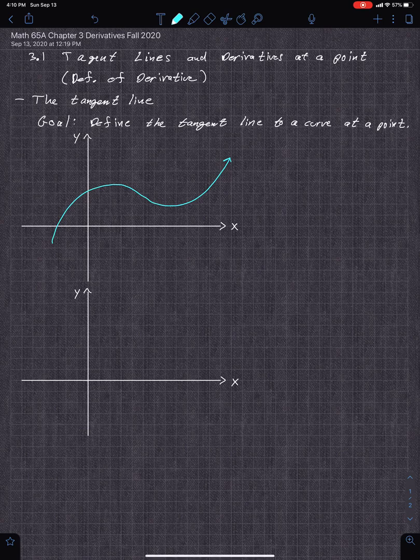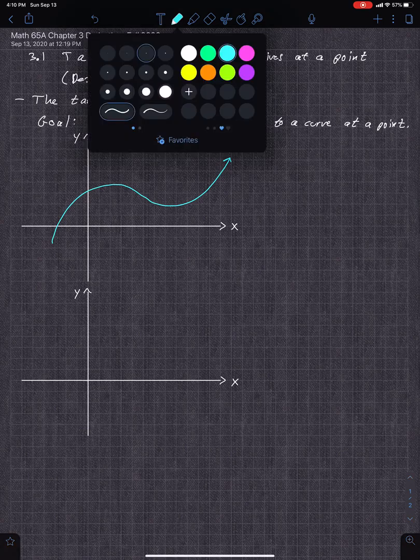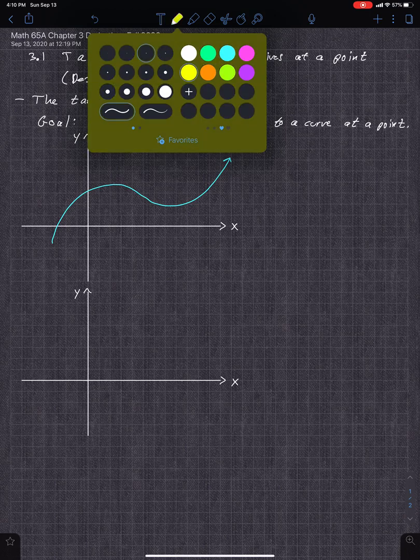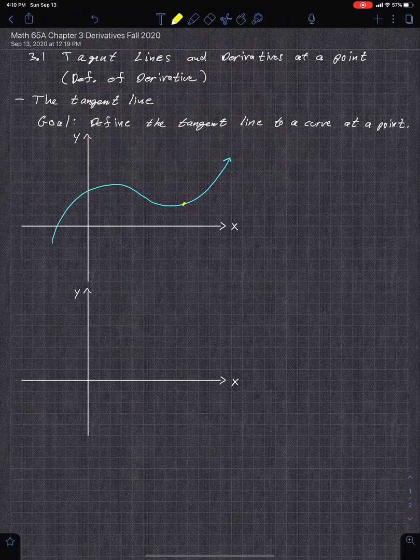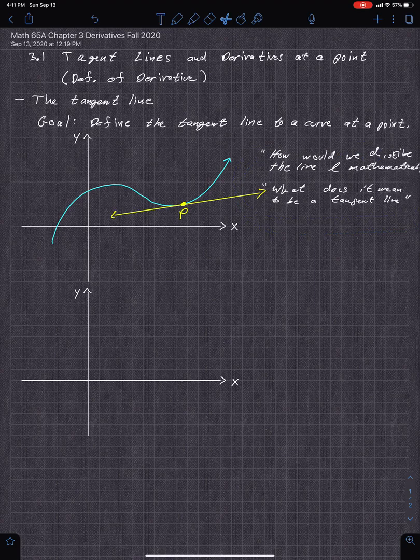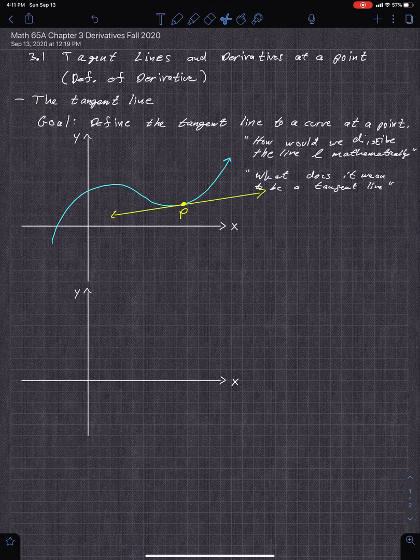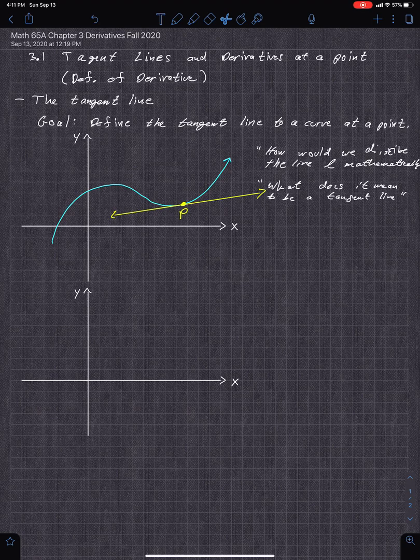And then we want to describe what we mean by a tangent line. So if you take a point on the curve like that, the idea is we have a line that comes in and just touches at one point. So how do we get that? How do we define that line? That's the question. If you have a point P, we want to define what that is. I'm going to paste this in here.